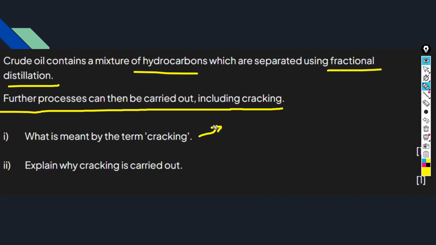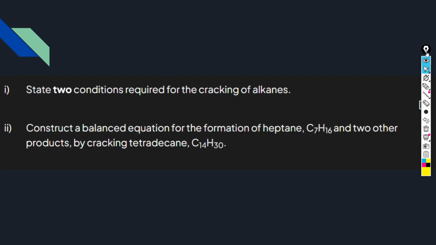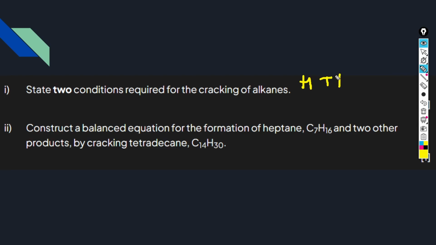Cracking is carried out to form low carbon chain alkanes, which are much more volatile and reactive and hence better fuels. It is also used to form alkenes, which are used as feedstock for multiple other reactions. State two conditions required for cracking of alkanes. Well, we need a very high temperature, as well as a catalyst, silica with aluminum oxide, dialuminum trioxide. And construct a balanced equation for the formation of heptane from the cracking of tetradecane.